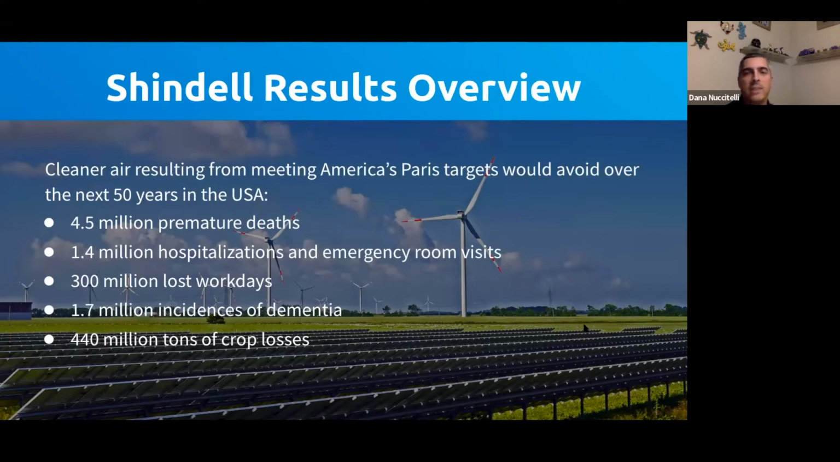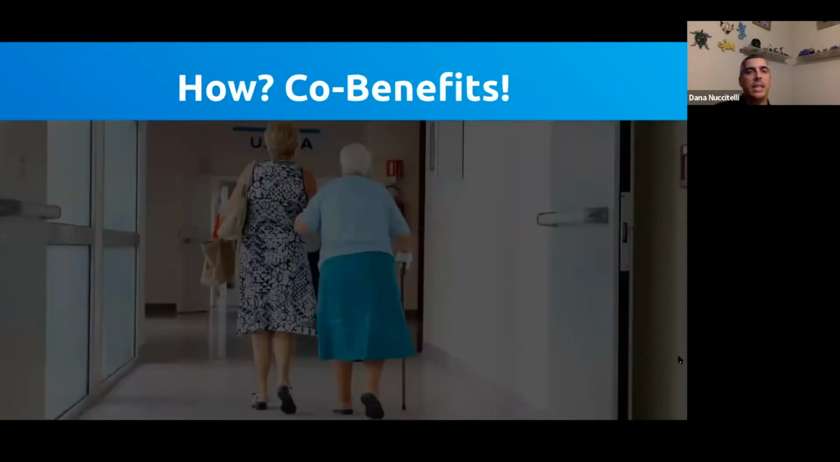and bronchitis. Again, these are impacts of breathing dirty air. 300 million lost work days from people getting too sick to work because of air pollution, 1.7 million incidences of dementia, because it turns out dementia is linked to breathing dirty air. That's at least one contributor to dementia. And 440 million tons of crop losses are avoided because some air pollutants are bad for crop productivity. So we're going to go into the details on that state by state.